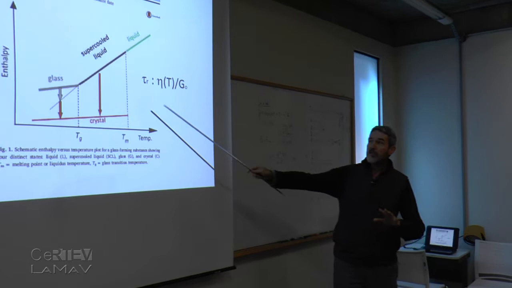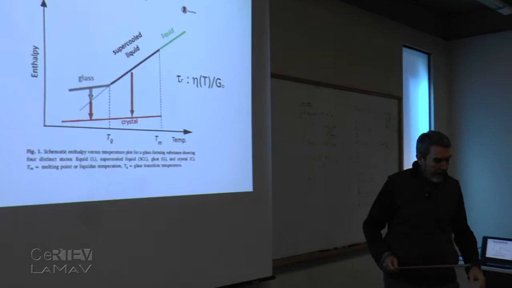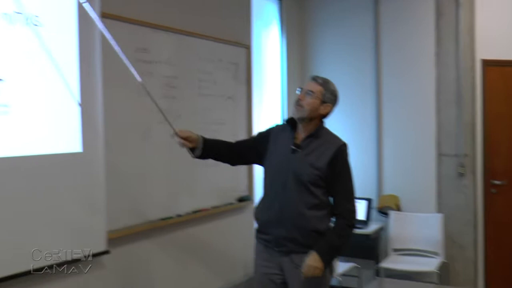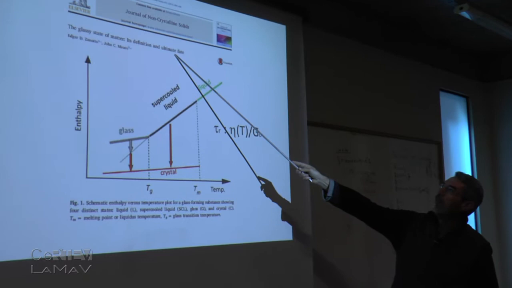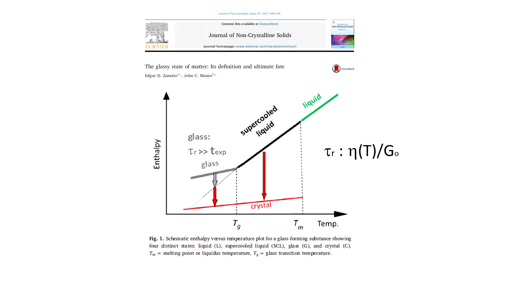So this is just an introduction. I'm going to come back again, but I refer you to a paper available on the internet, The Glass State of Matter, its definition, ultimate fate, in the Journal of Non-Crystalline Solids. It was published last month, I think, and we are going to talk more about this. So try to find this paper and take a look before the next class, okay?